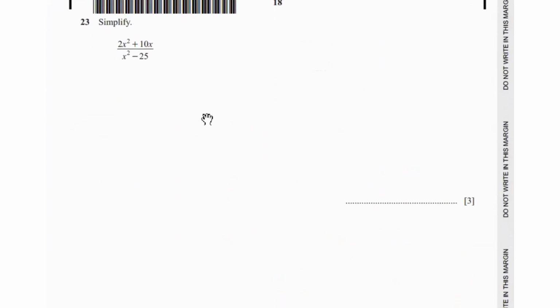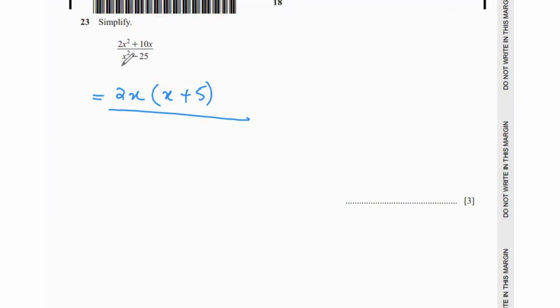Then simplify 2x squared plus 10x over x squared minus 25. So we see whether we can take any highest common factor common in the numerator and denominator. In the numerator, we can take 2x common. So we're left with x plus 5. In the denominator, there's nothing common between x and 25.